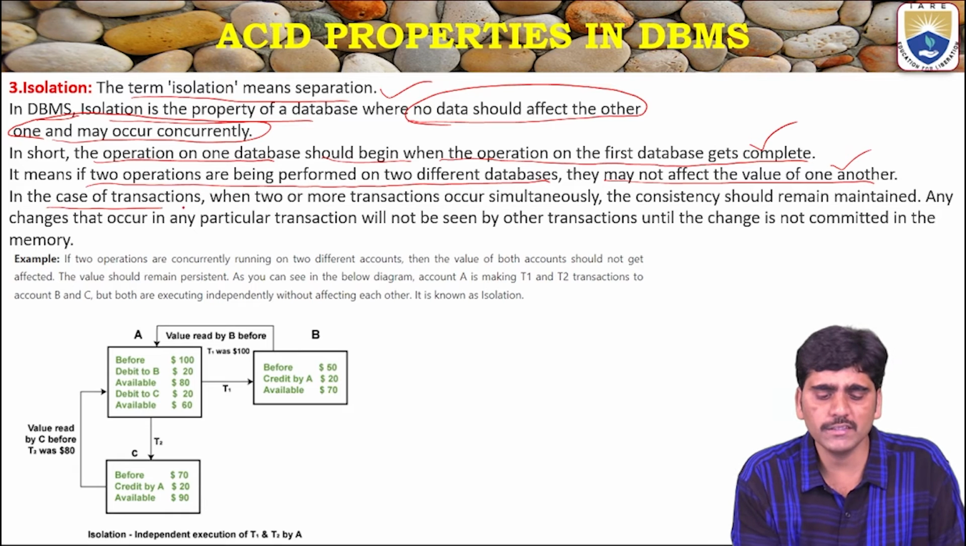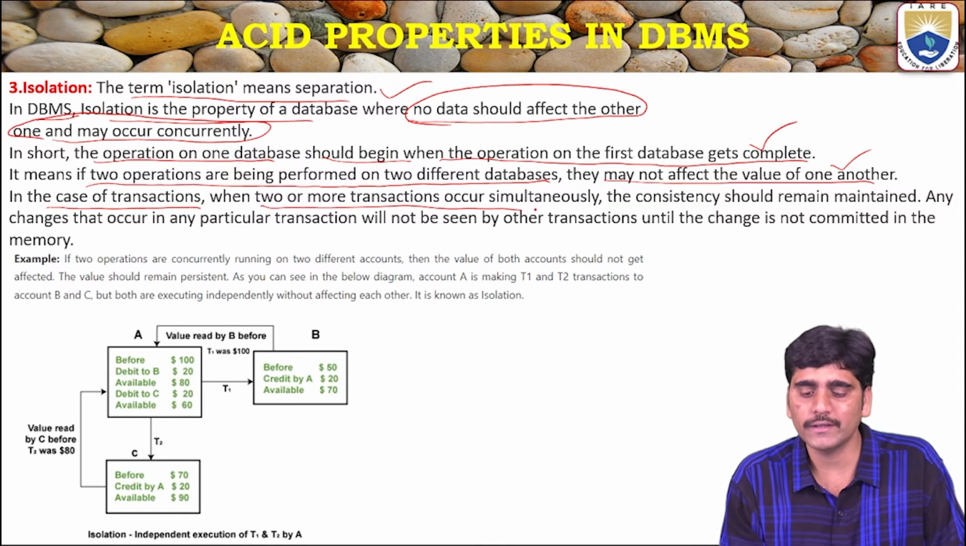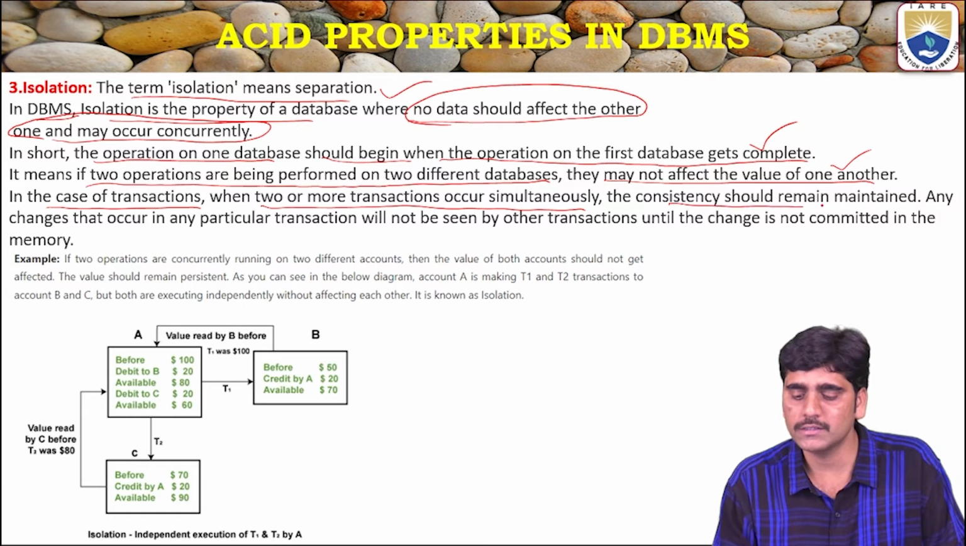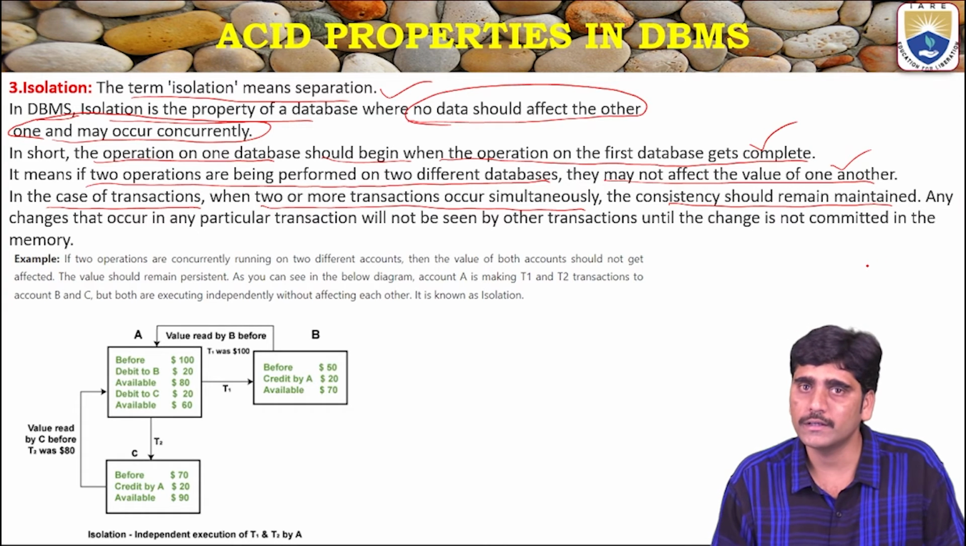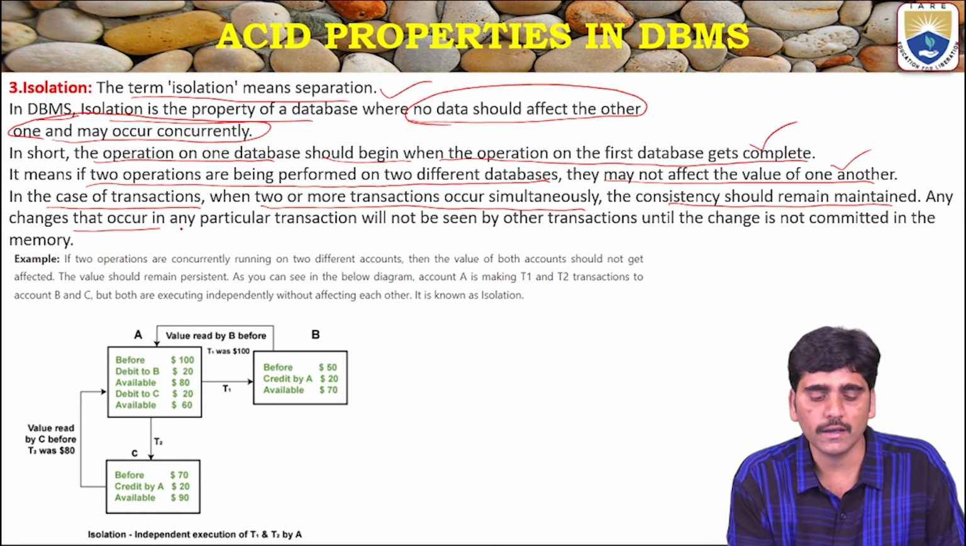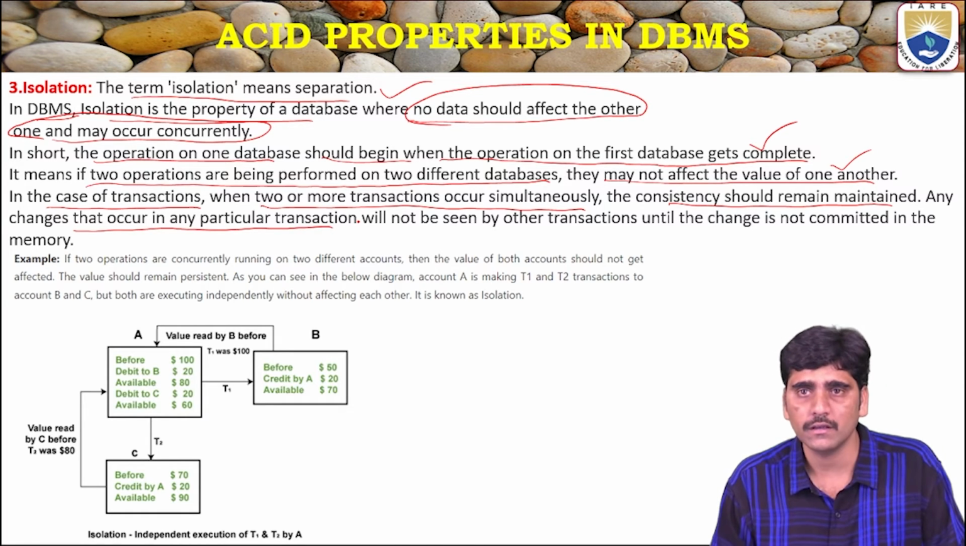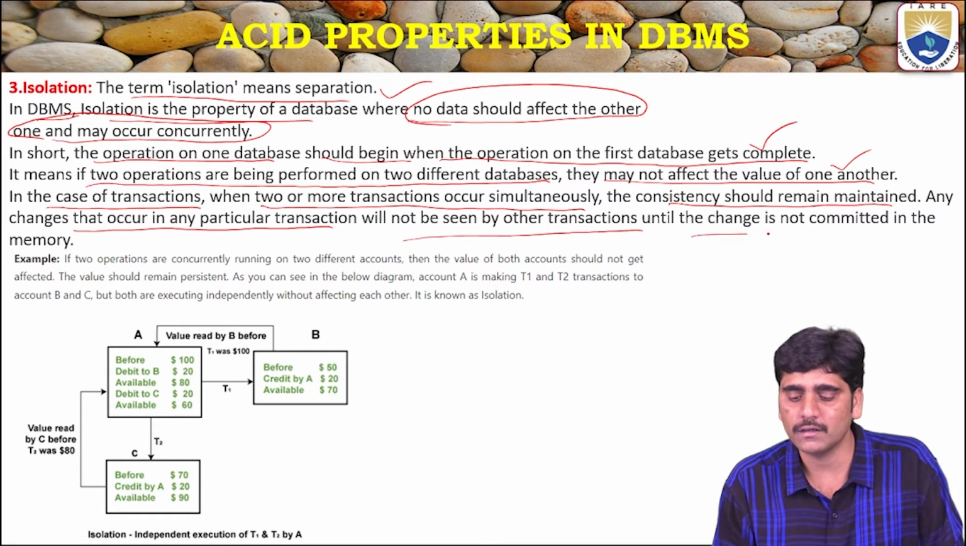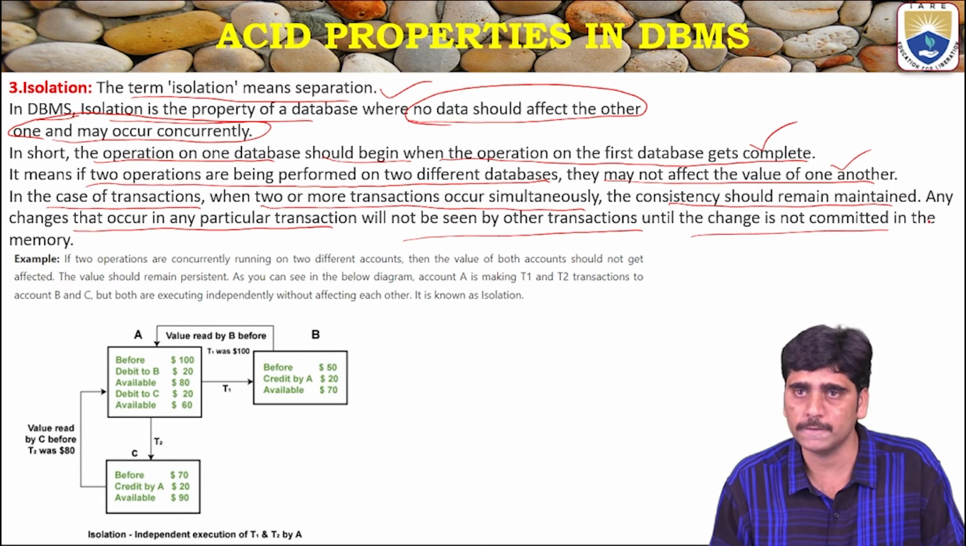In the case of transactions, when two or more transactions occur simultaneously, the consistency should remain maintained. So integrity should be maintained as well as uniqueness. Any changes that occur in a particular transaction will not be seen by another transaction until the change is committed in memory. Until the database transactions are committed, the values in the database are not successfully stored.